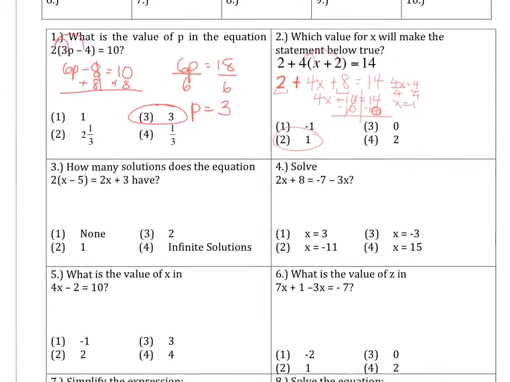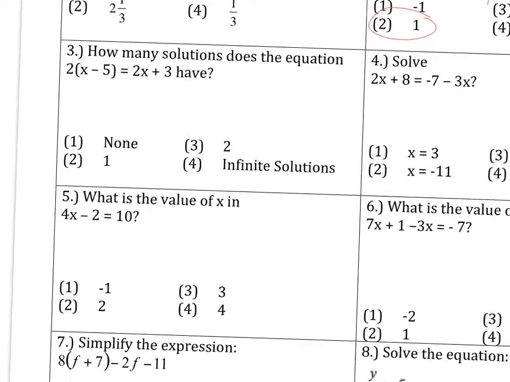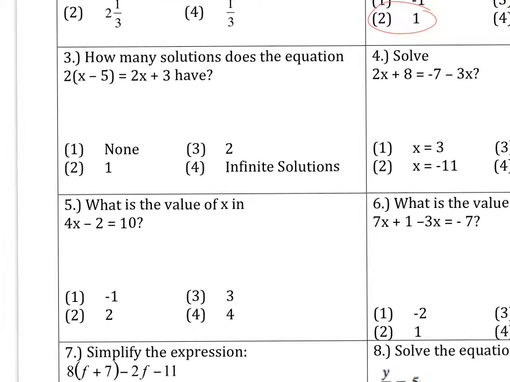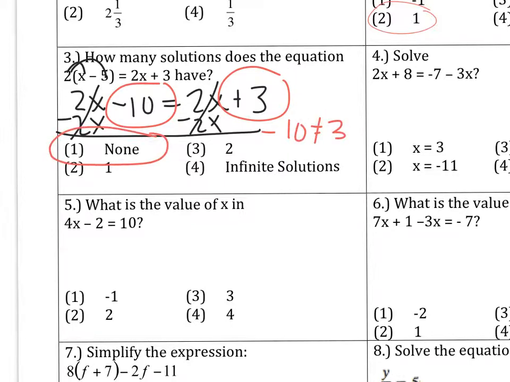Okay. The third one is different. It's asking you how many answers does the equation have. It's not asking you for the answer. It's asking you how many it has. So we're going to solve it. 2x minus 10 equals 2x plus 3. So what happens when I bring the 2x over to the other family member, they both cancel out. So we're left with -10 equals 3. Does -10 equal 3? Nope. No solution.